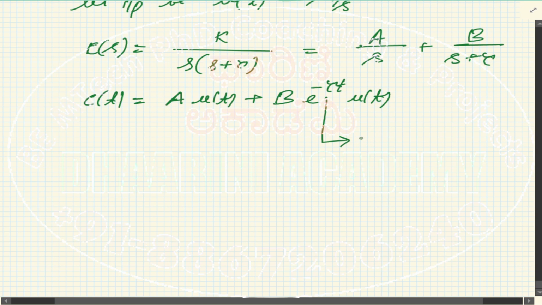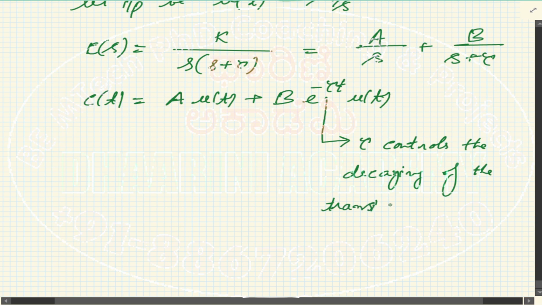So the tau controls the decaying of the transient, hence called the time constant.